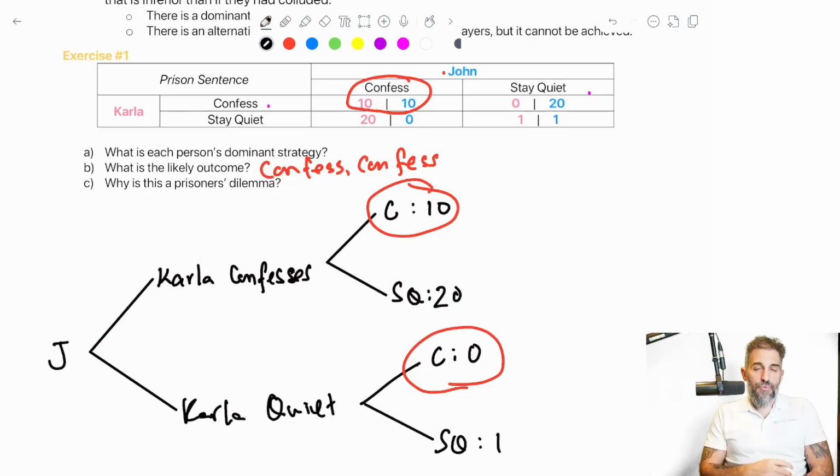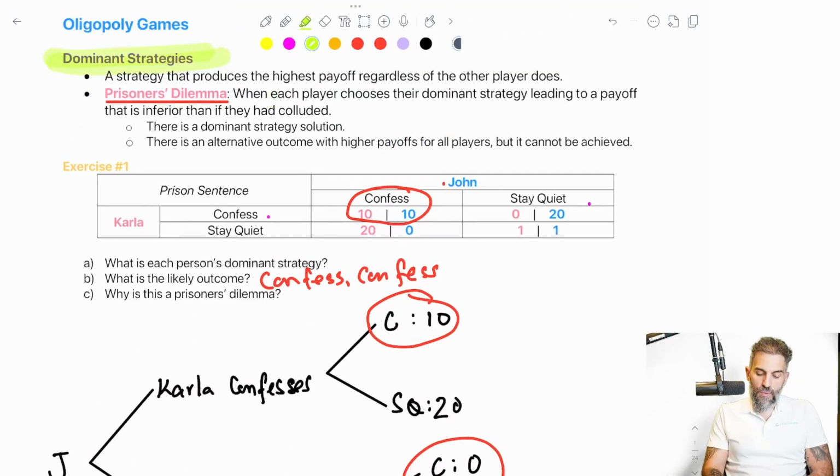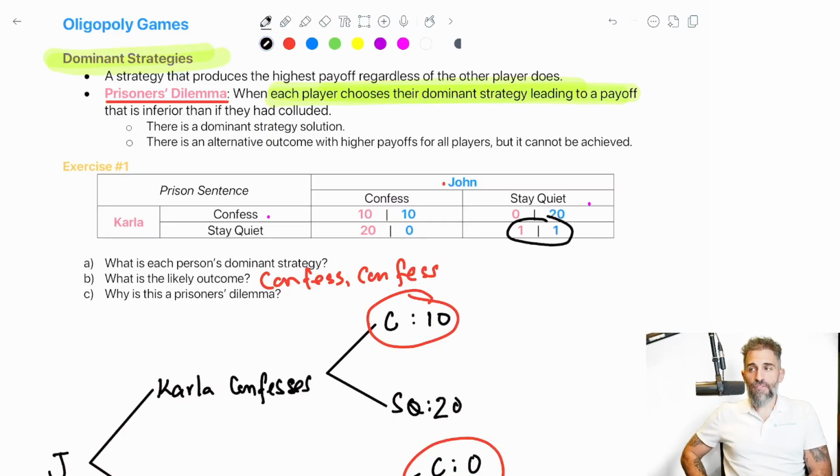So why is this a prisoner's dilemma? Well, remember the definition of a prisoner's dilemma was that when each person employs their own dominant strategy, so when each person looks out for just themselves, the outcome is inferior to some other outcome. Like if they both act on their best interests, it doesn't produce the most favorable outcome. Why? Well, the most favorable outcome would have been for them both to stay quiet and for them to each get 1 year. Right? But we couldn't get there because of the dominant strategies.